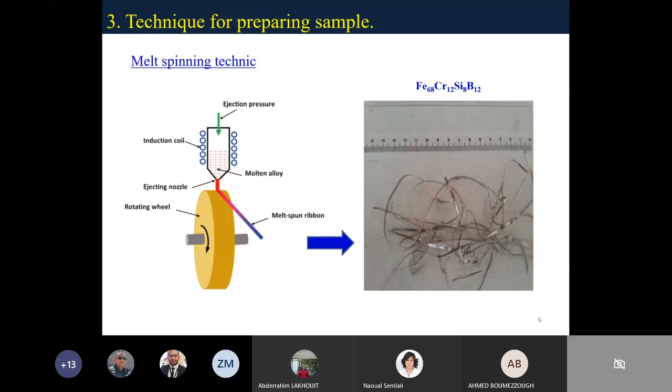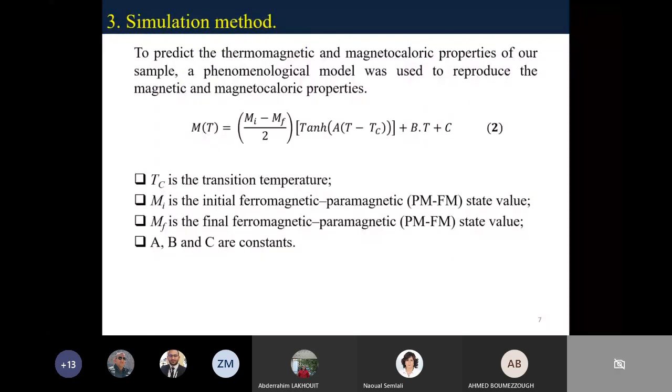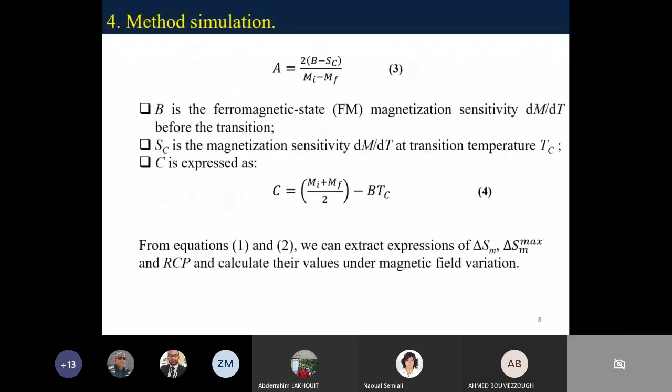Concerning the simulation method, to predict the thermodynamic, thermomagnetic and magnetocaloric properties of our sample, a phenomenological model was used to reproduce the magnetic and magnetocaloric properties. The hypothesis of the proposed model was based on the variation of the magnetization M versus temperature T and the Curie temperature TC, given by equation 2, where TC is the transition temperature, Mi is the initial ferromagnetic-paramagnetic state value, Mf is the final ferromagnetic-paramagnetic state value, and A, B, and C are constants. A is given by equation 3, where B is the ferromagnetic state magnetization sensitivity before the transition, and SC is the magnetization sensitivity at the transition temperature. C is given by equation 4.